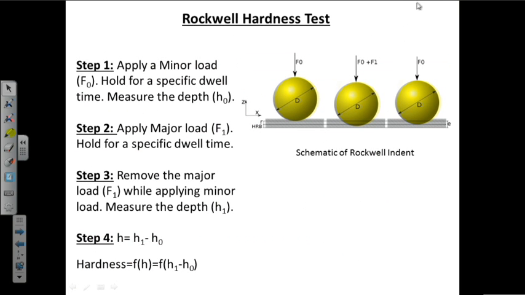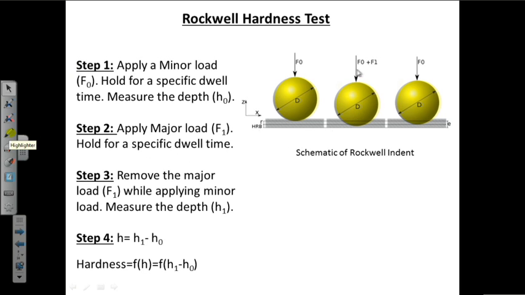The third type of test is called the Rockwell hardness test, and the steps are as follows. In the first step, we apply a minor load F naught onto the surface of the indenter, which is transmitted to the specimen, and we hold the indenter at that load for a specific dwell time, and we measure the depth, which we designate as H naught. Now, in step 2, we apply a major load, which is significantly greater than the minor load, and we designate that major load as F1, and we hold that load for a specific dwell time.